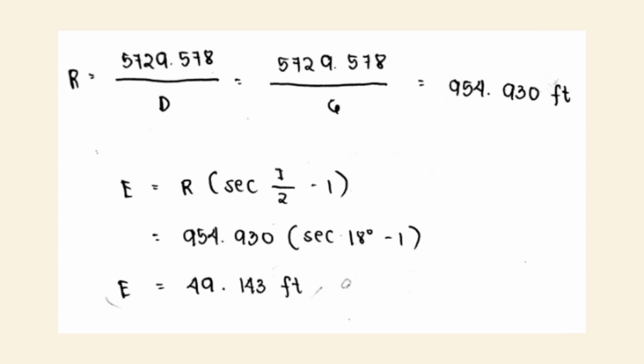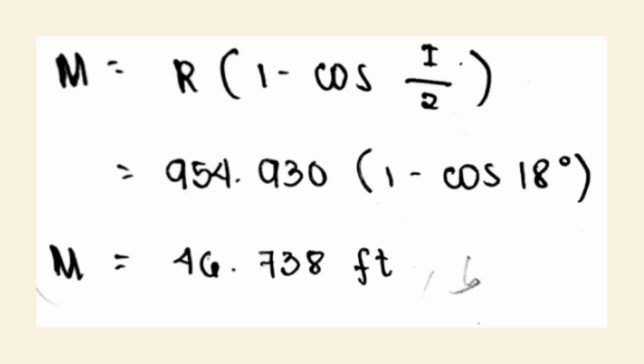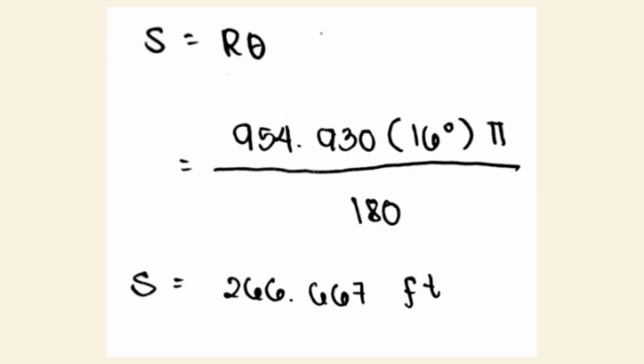Our E would be R multiplied by secant I over 2 minus 1. It is equal to 954.930 multiplied by secant 18 degrees minus 1. So E is equal to 49.143 feet. M is equal to R multiplied by 1 minus cosine I over 2. It is equal to 954.930 multiplied by 1 minus cosine 18 degrees. So our M is 46.738 feet.